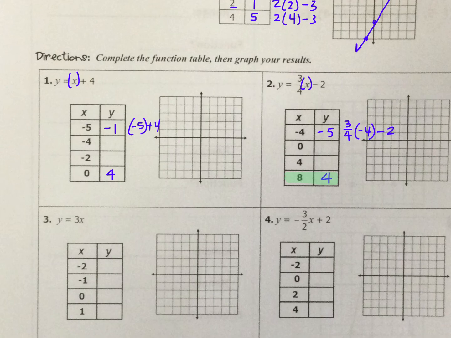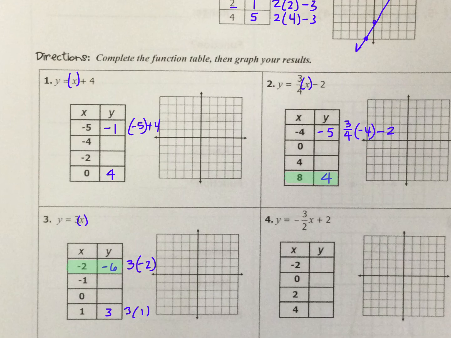Let's look at number 3. All it is 3 times x. So for the first one, I would say 3 times -2. When I do that, I get a -6. If I do this bottom one, 3 times 1, I get a 3. Heads up, this one you won't be able to put on the graph either, but the rest of them on that one you will be able to.